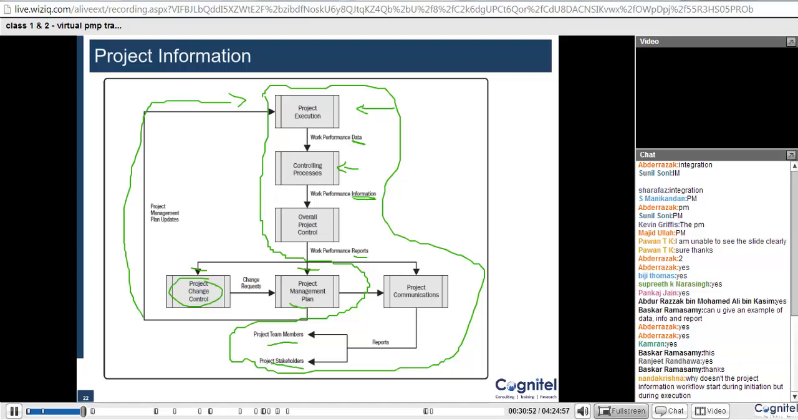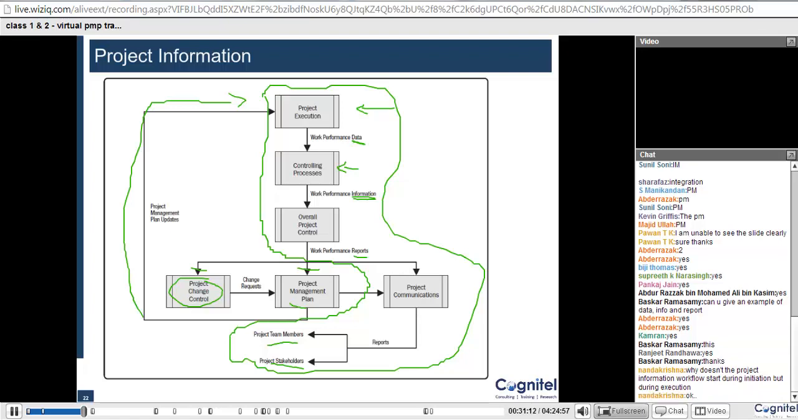Otherwise, in the planning and initiation also, you do send out communications and information, but that's just about the planning. So that's why we don't include it here in the workflow of information. When you talk about data, that is related to what's actually happening in the project. What you have planned for the project would not be data as such, but what is happening in the project is categorized as data, which will only happen during execution.